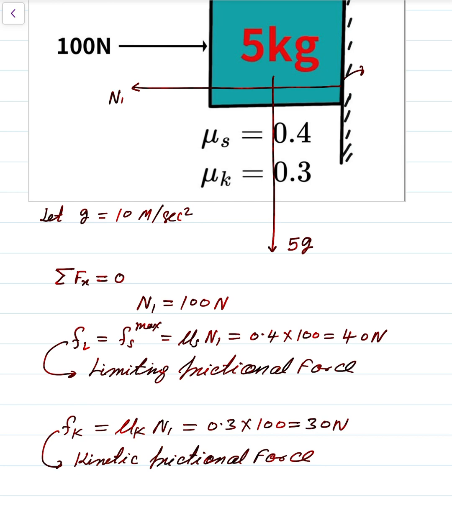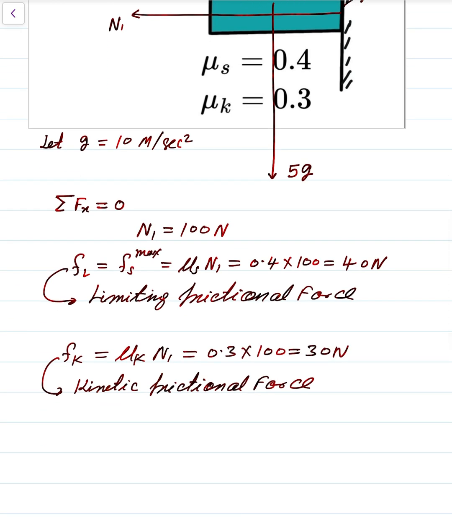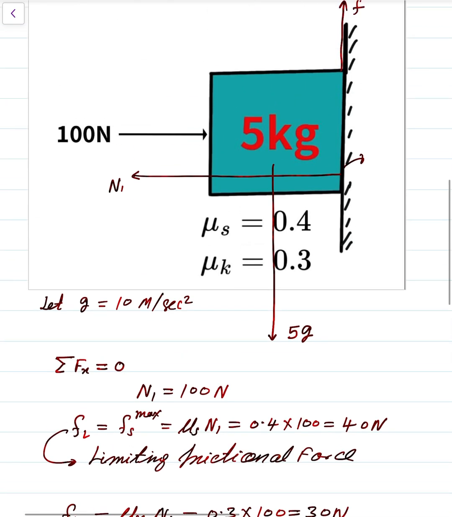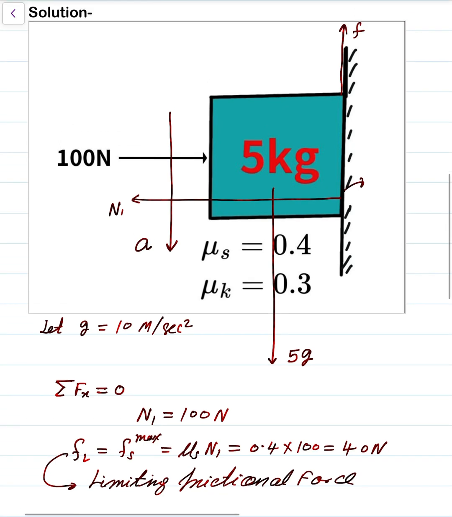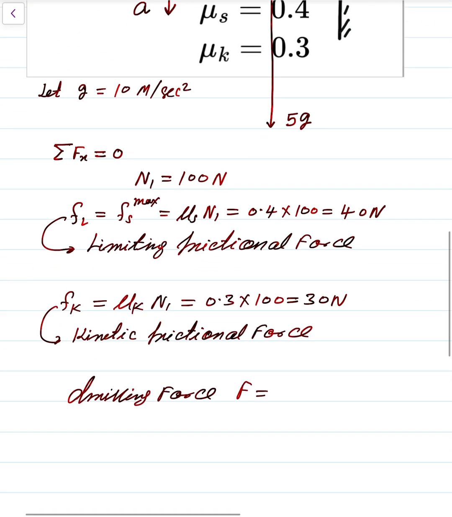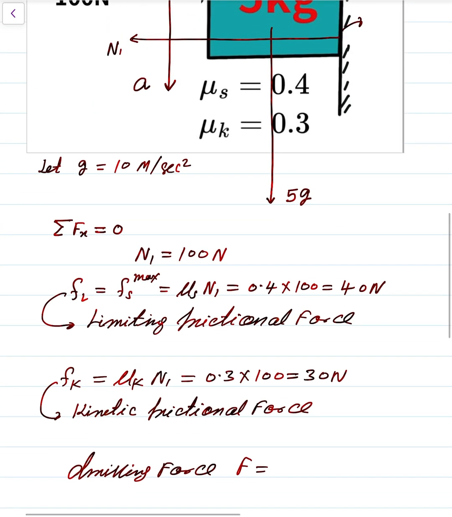Now capital F, that is the driving force. Driving force is sometimes called applied force. Motion is possible only in this direction. Suppose the acceleration is A. Maybe A is 0 or A is greater than 0. So the driving force is 5g, but here g is 10, so that is 50 Newton.